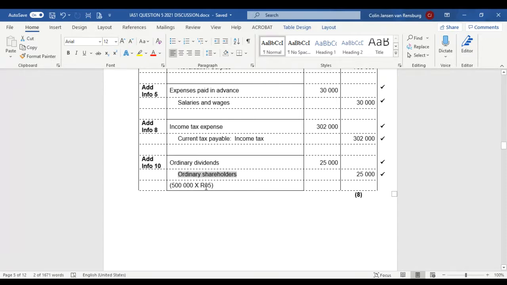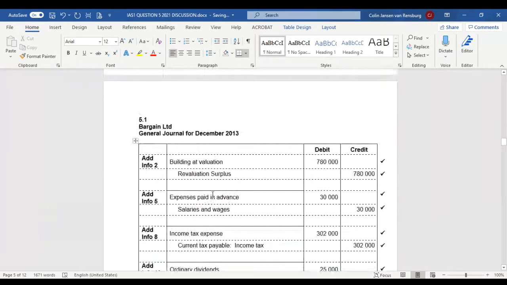And there we've also got the answer there. So that was 500,000 shares at 5 cents per share.